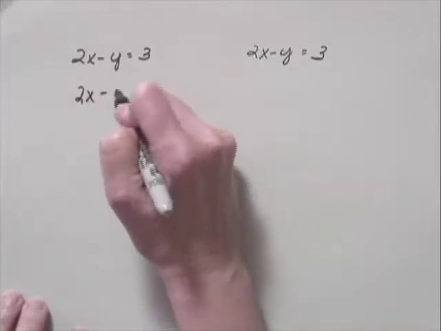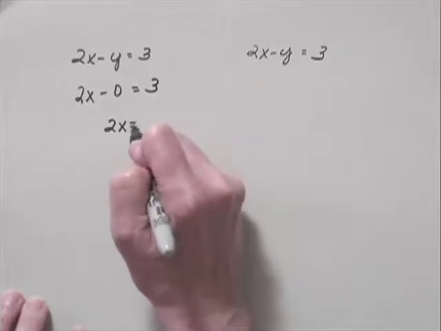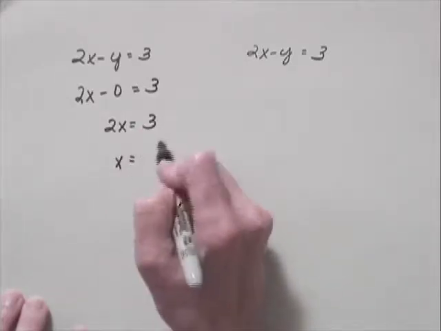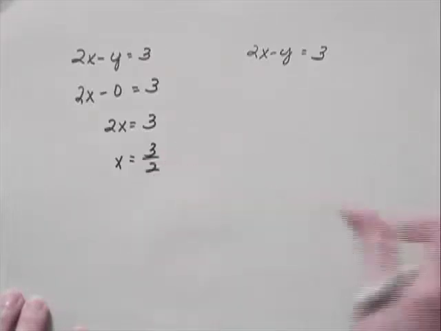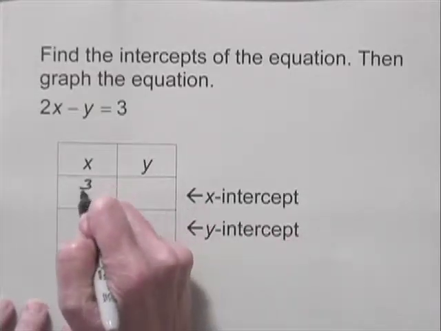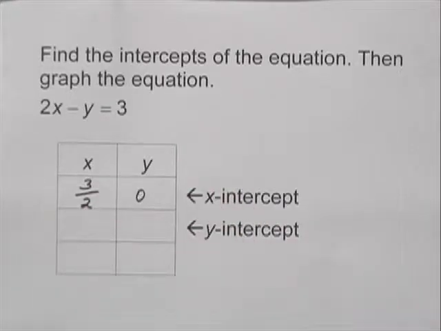So I have 2x minus 0 equals 3, or just 2x equals 3, and I'll divide both sides by 2, and we get x equals 3 halves. So that tells us that (3/2, 0) is the x-intercept.